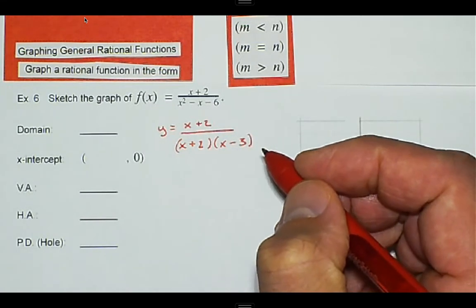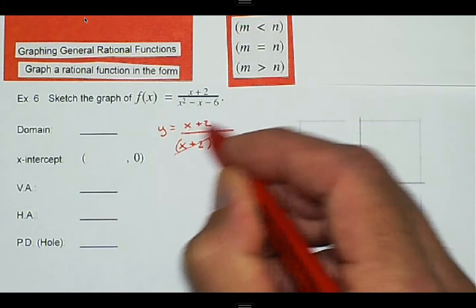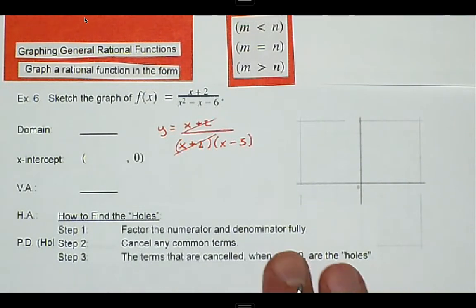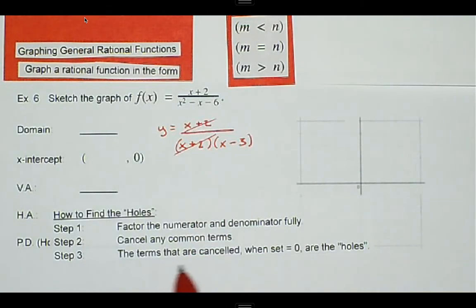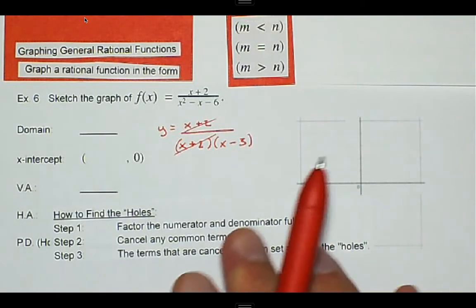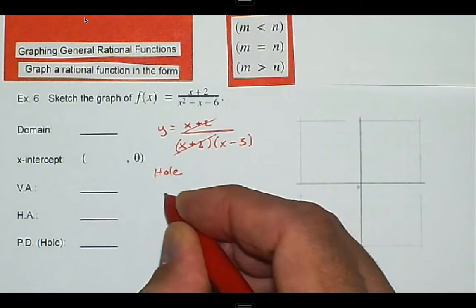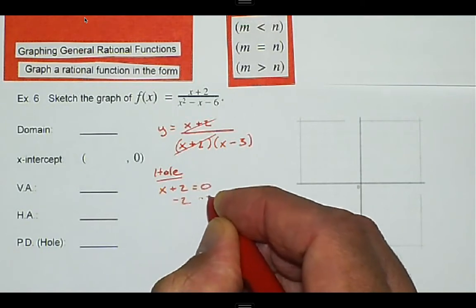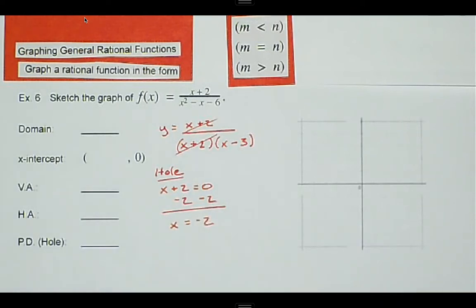And now what we notice here is that we're going to have a hole. So anything that cancels in the numerator and the denominator, cancel any common terms. So that's what we did there. x plus 2 in the denominator, x plus 2 in the numerator. The terms that are canceled, when set equal to 0, those are the holes. So we only have one set there. So the hole in this case is going to be x plus 2 equals 0. So then we can subtract 2, and then we get x is equal to -2. So that is going to be one of the holes.